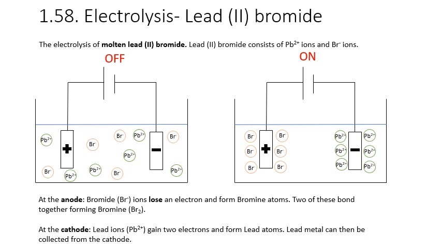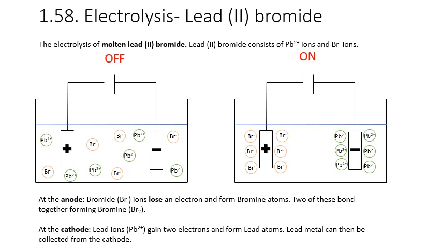Point 1.58 in the specification provides that you have to know how to do this for lead(II) bromide specifically, and be able to apply these concepts to any molten ionic compound. So we'll go through lead bromide first, but you'll see, just like with sodium chloride in the previous example, that the concepts are exactly the same each time.